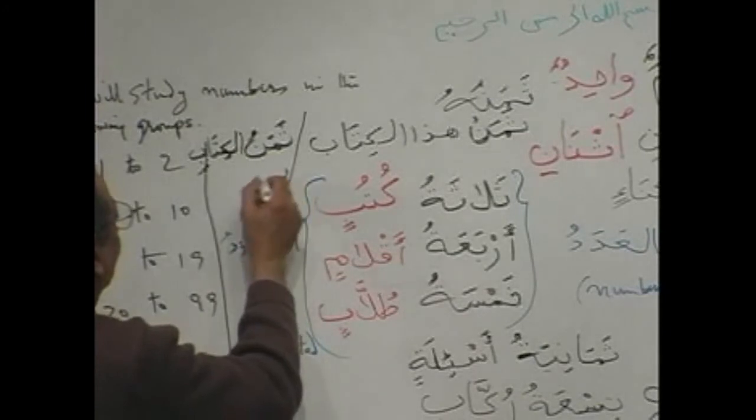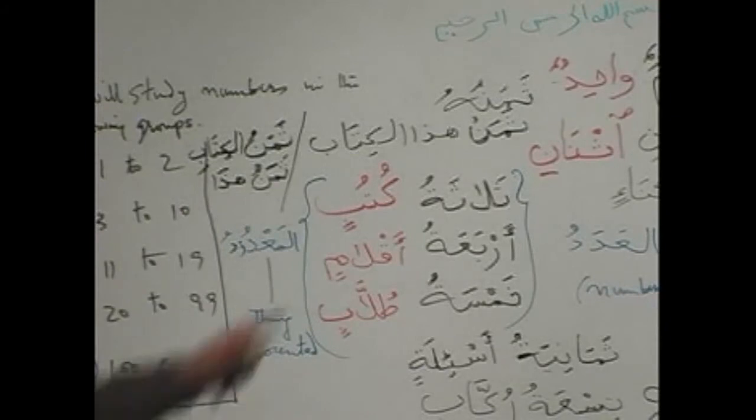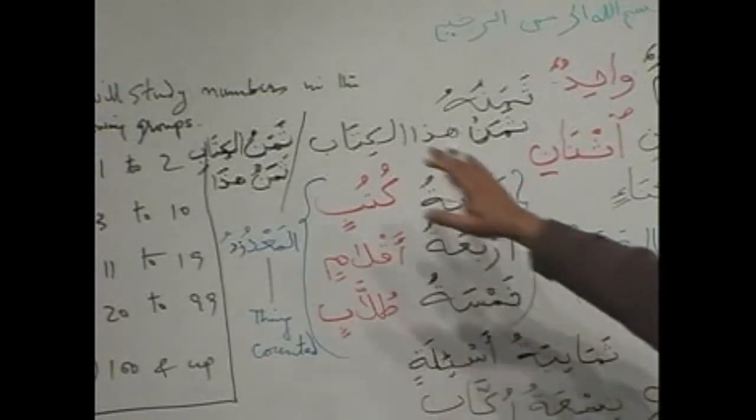How will you translate samanul kitabi? Price of the book. Now I can say something else also. Price of this. So how many choices you have? Samanuhu, the price of it. Or samanu hazal kitabi, the price of this book. Or samanul kitabi, the price of the book. Or samanu haza, the price of this. You have choices. But the best answer for us will be samanuhu.